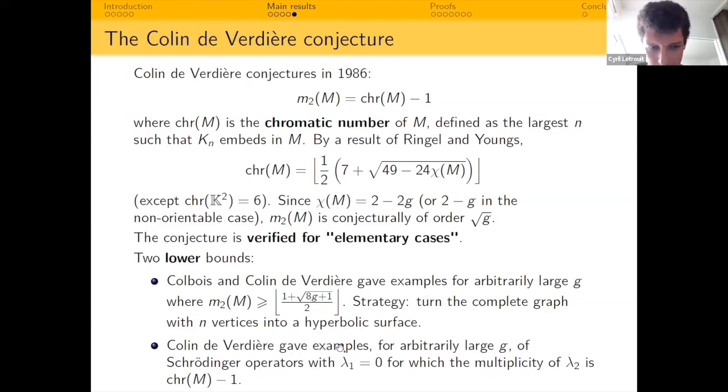And then it's even better if you allow yourself to consider not only the Laplace-Beltrami operator, but also Schrödinger operators. So Colin de Verdière gave examples for arbitrarily large G of Schrödinger operators, which have the first eigenvalue equal to 0, where the multiplicity of lambda 2 is exactly equal to the chromatic number minus 1. So this is not an upper bound, this is just an explicit construction of a Schrödinger operator. Nice conjecture, but our work will not tell you how to prove it. Although we are happy because, as I said, we are working with an idea coming from graphs, and you see that this conjecture is about embedding graphs. So it's not absurd, but we tried to combine it and we didn't manage to. So we didn't prove the conjecture with our tools.